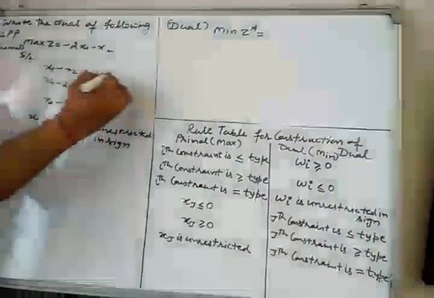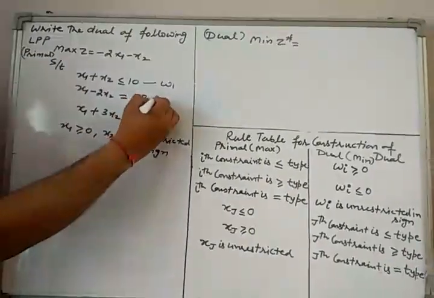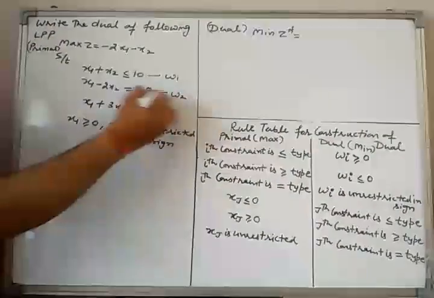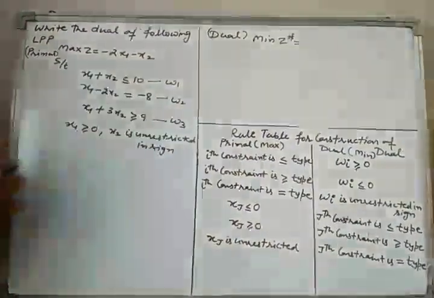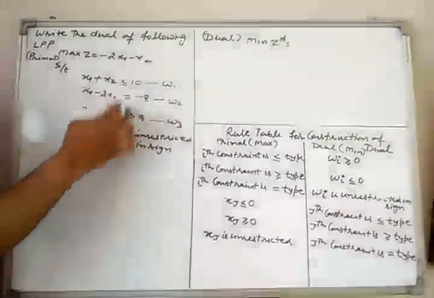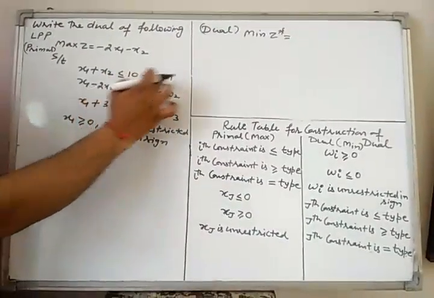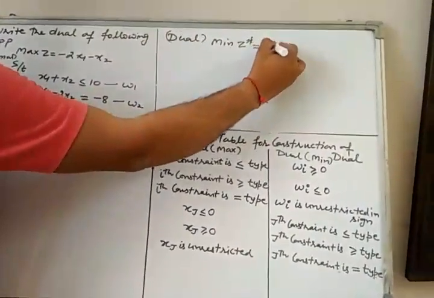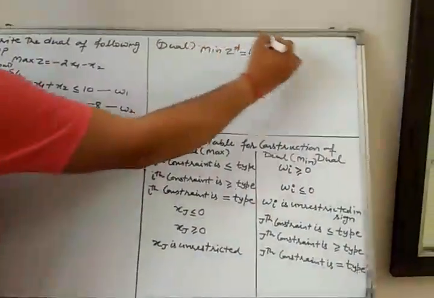Let's take w1 as the dual variable corresponding to the first constraint, w2 as the dual variable corresponding to the second constraint, and w3 as the dual variable corresponding to the third constraint. Now the right hand side becomes the cost coefficient. Therefore the objective function becomes 10w1 minus 8w2 plus 9w3.